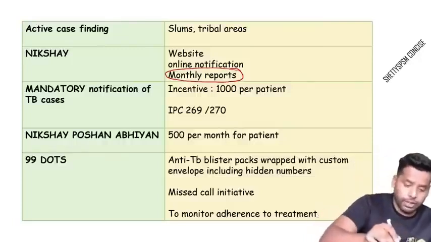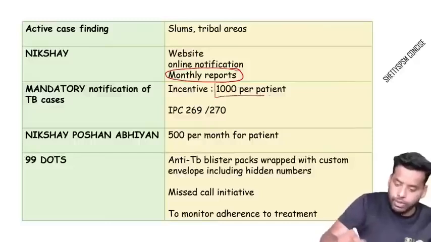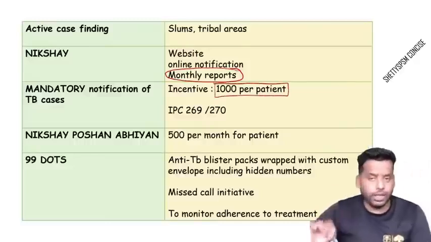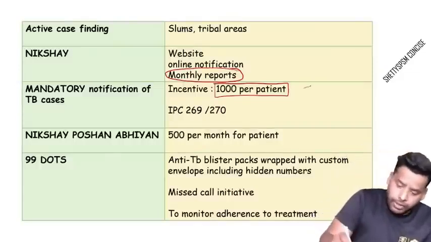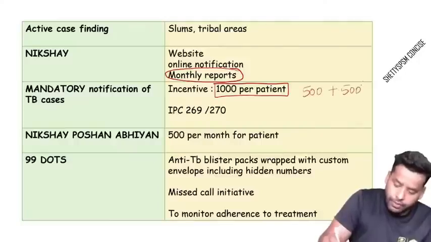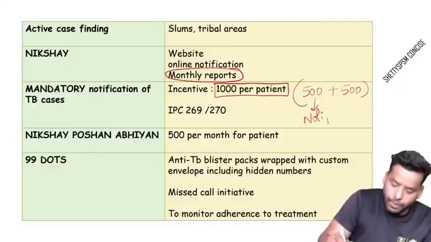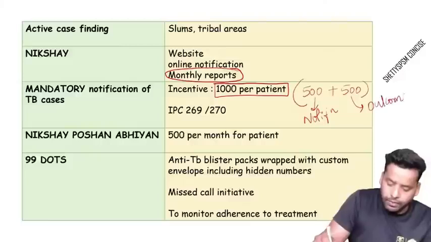After notification, the doctors will be given 5,000 rupees. False statement. That much we cannot give. 1,000 rupees: 500 plus 500. This is what doctors will get for the notification. 500 on notification. Later 500 they will give for outcome declaration.